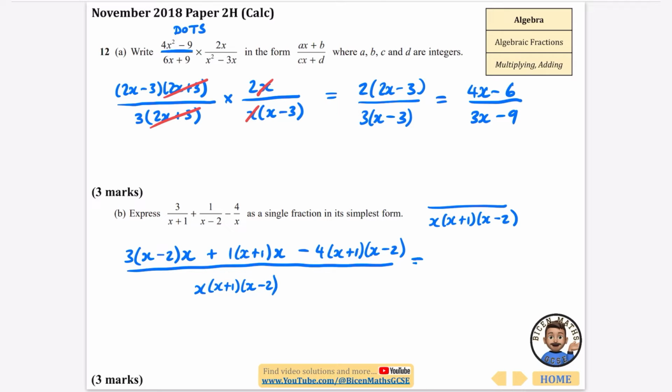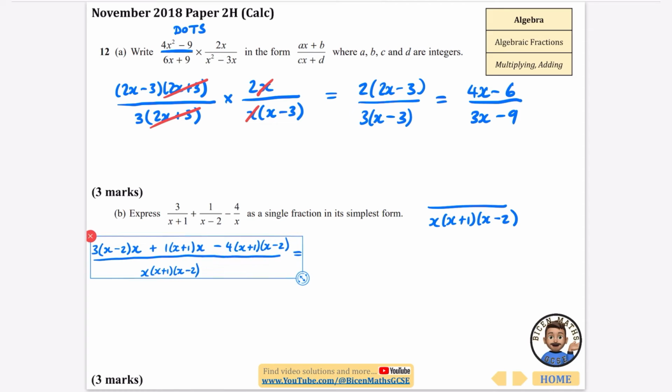So we're going to do some expanding in the numerator, and I think I'm going to run out of space. So what I'm going to do is just shrink that down a bit so that I have some more space to answer this.